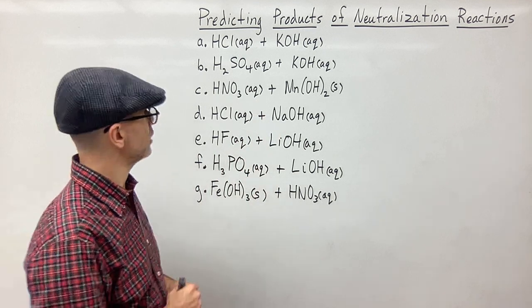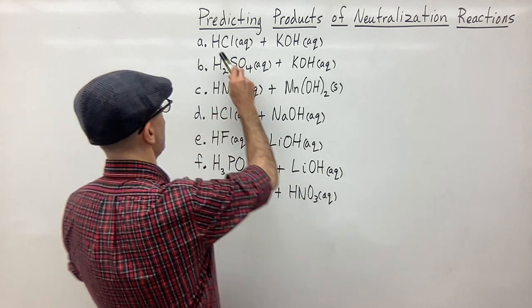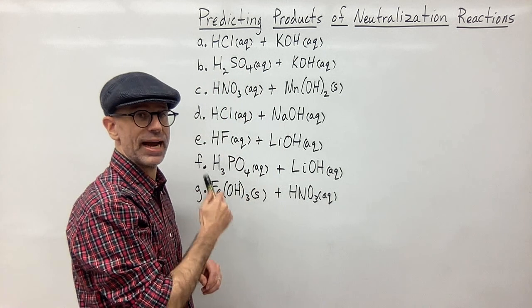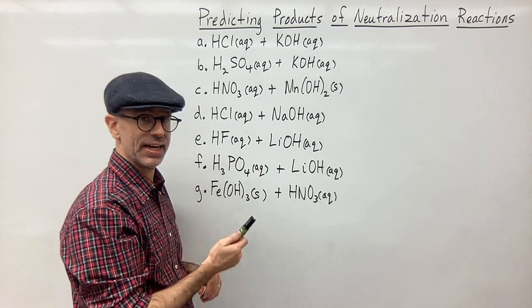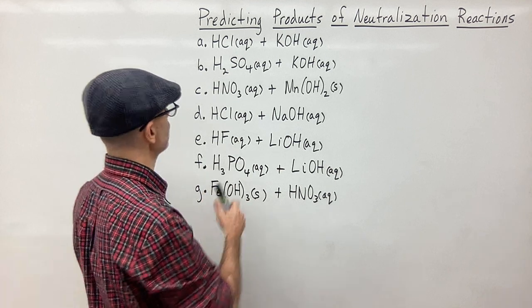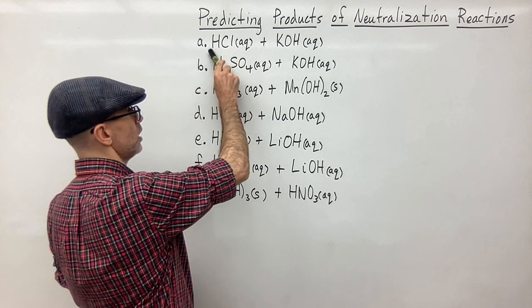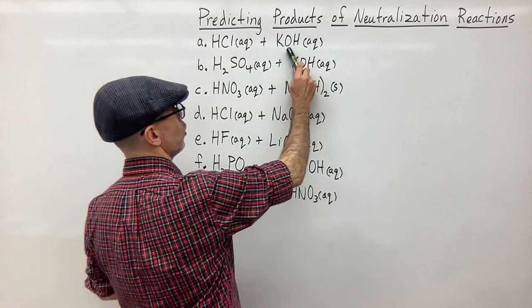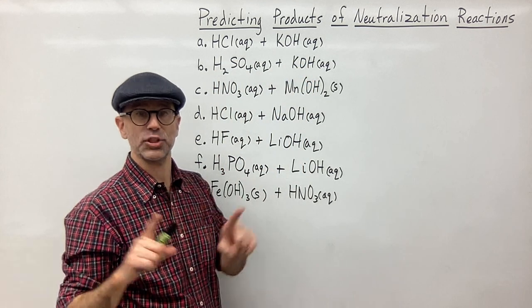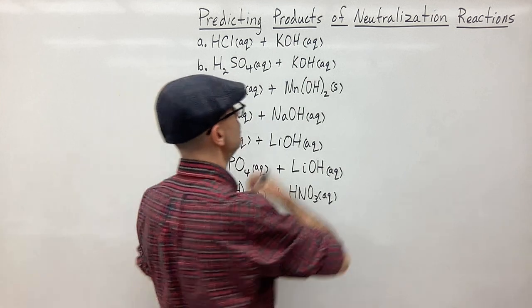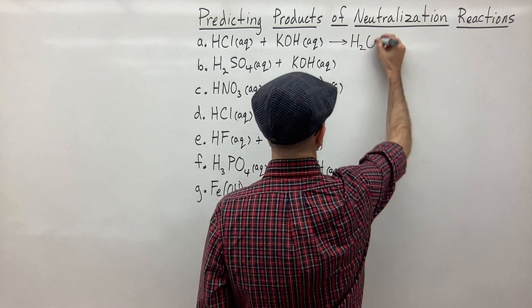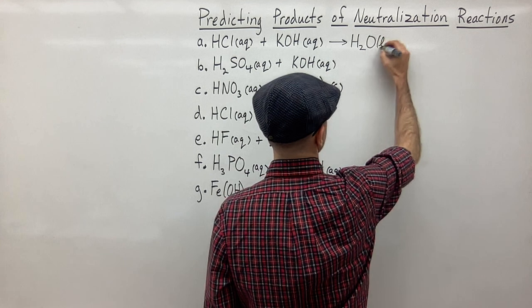Again, we're going to treat this as if it's an ionic compound. It's not. It's a covalent compound, but it does ionize in water. So that's going to produce an H plus. That H plus is going to go with the OH minus. H plus and OH minus together gives you H2O. So we're going to get water as a product, and that's a liquid.